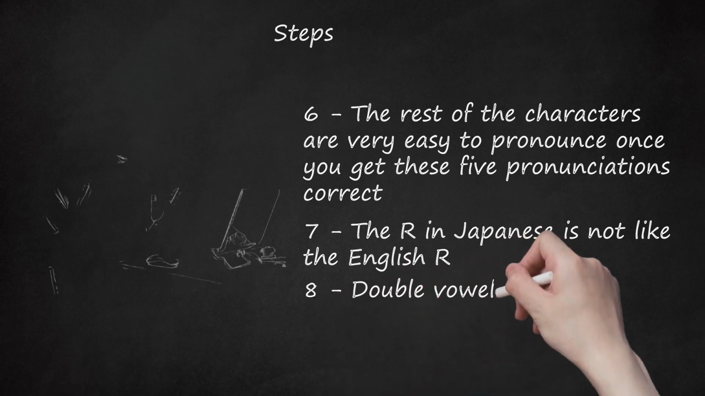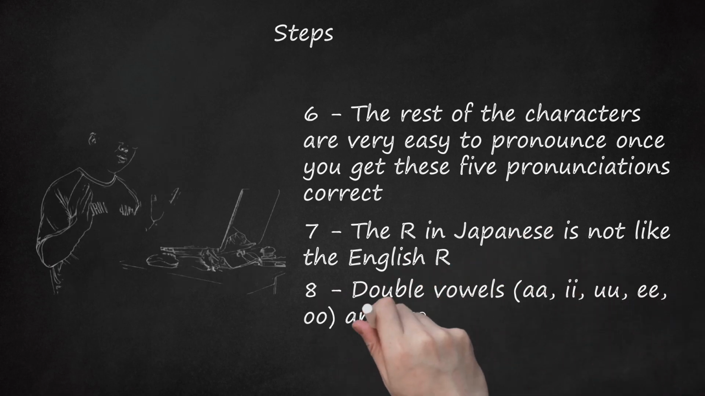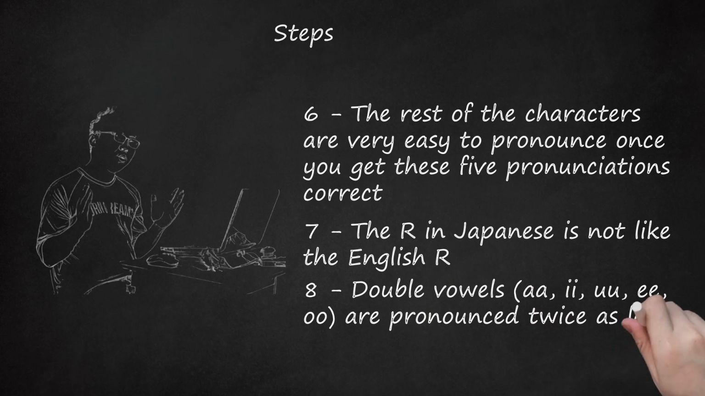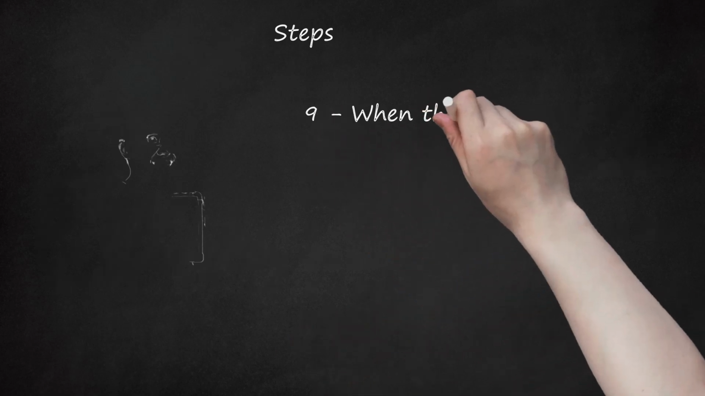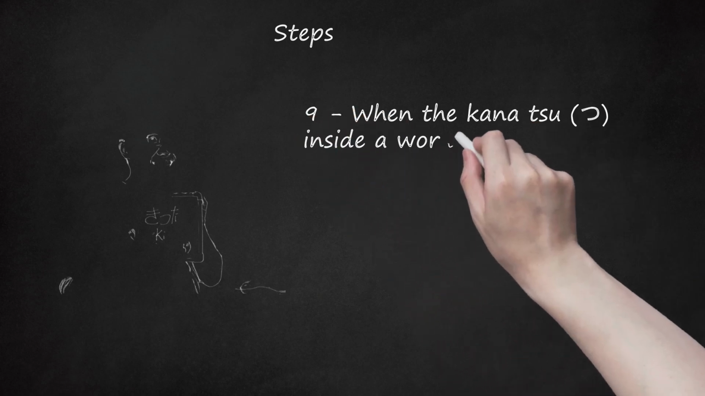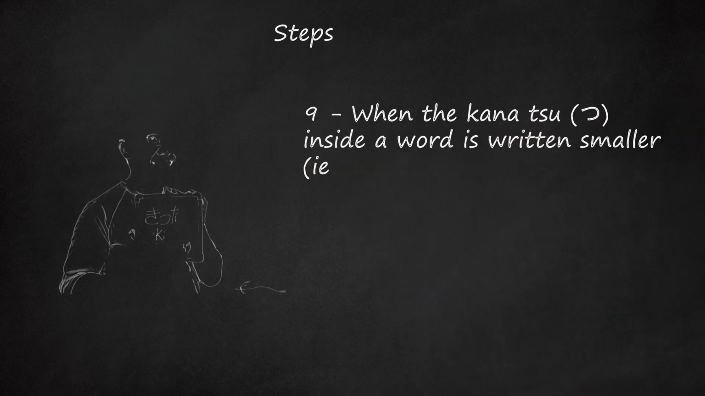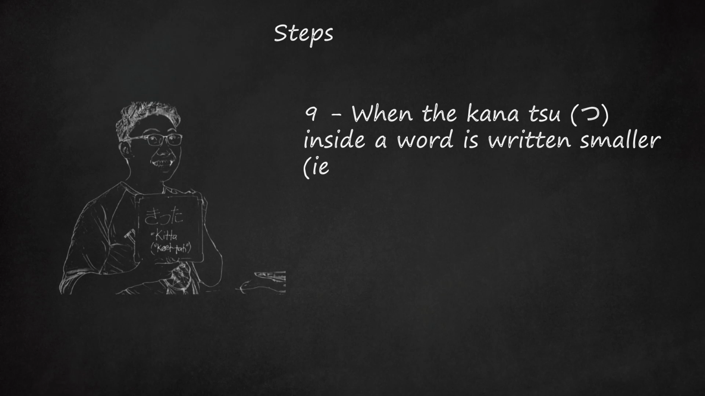8. Double vowels, aa, ii, uu, ee, oo, are pronounced twice as long as if the vowel was single. 9. When the small tsu inside a word is written smaller, it means that the consonant of the next syllable is doubled. For instance, kitta means cut as in he cut it yesterday, whereas kita means north.